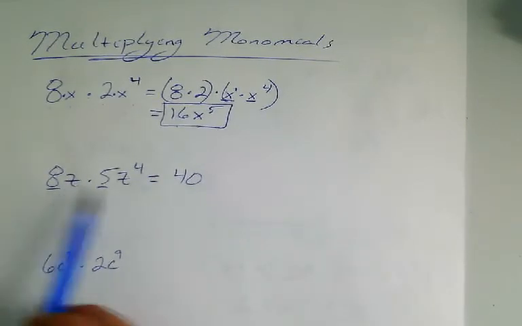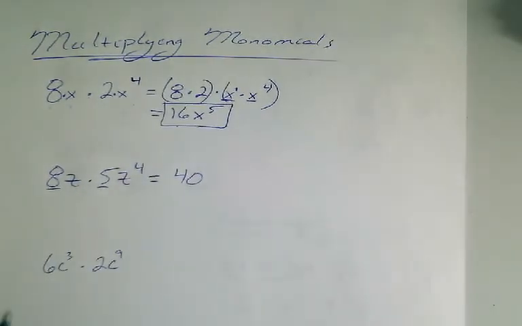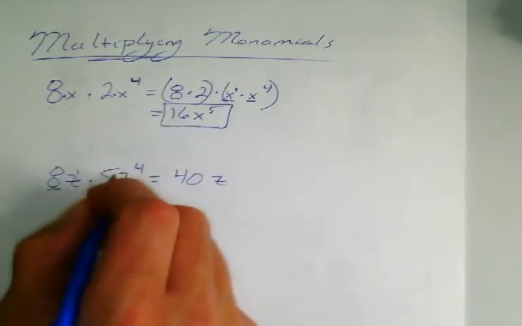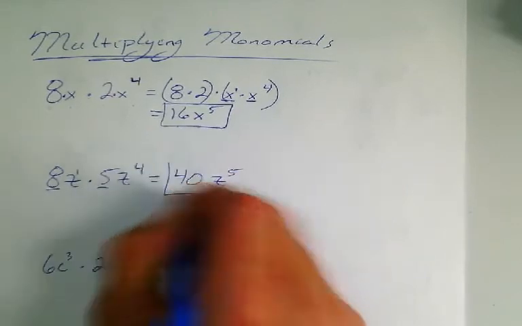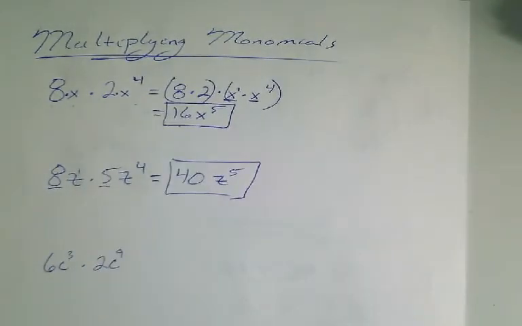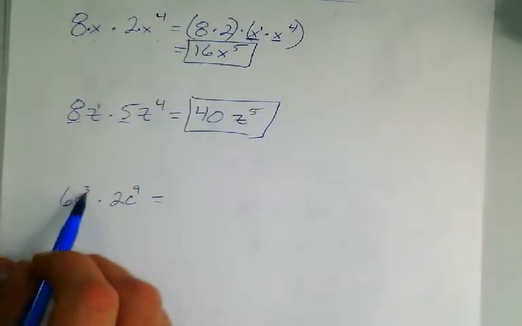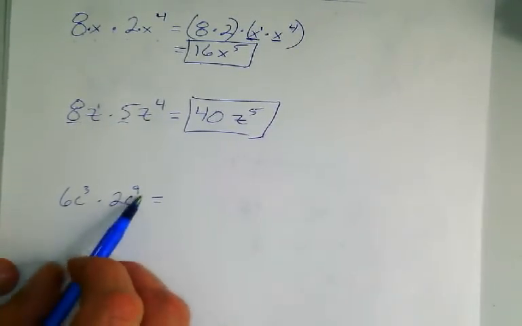I have z times z to the fourth. Keep the base the same, add the exponents, so I have a 1 plus a 4, that's 5. So it's 40z to the fifth power. Let's do one more. I have 6c to the third times 2c to the ninth.